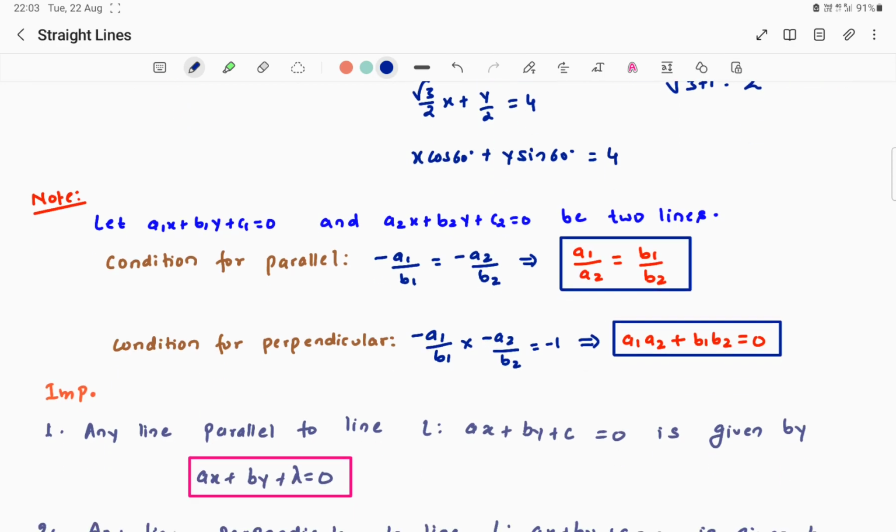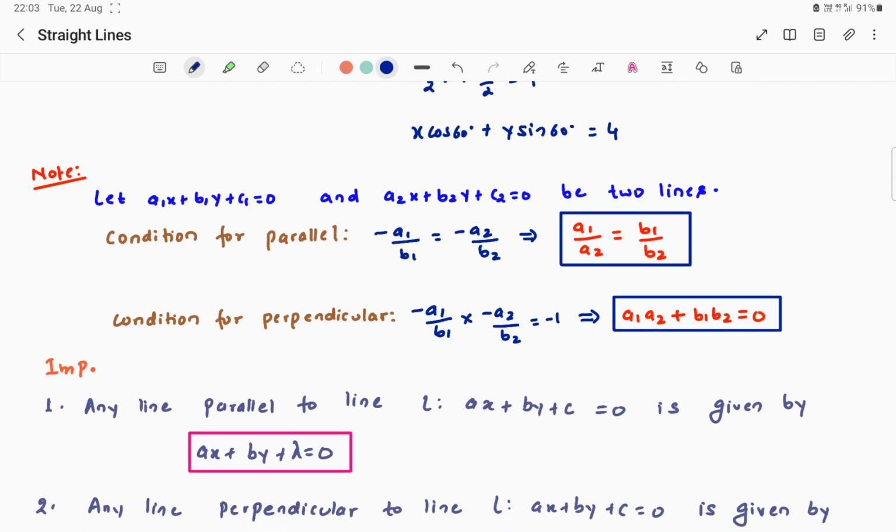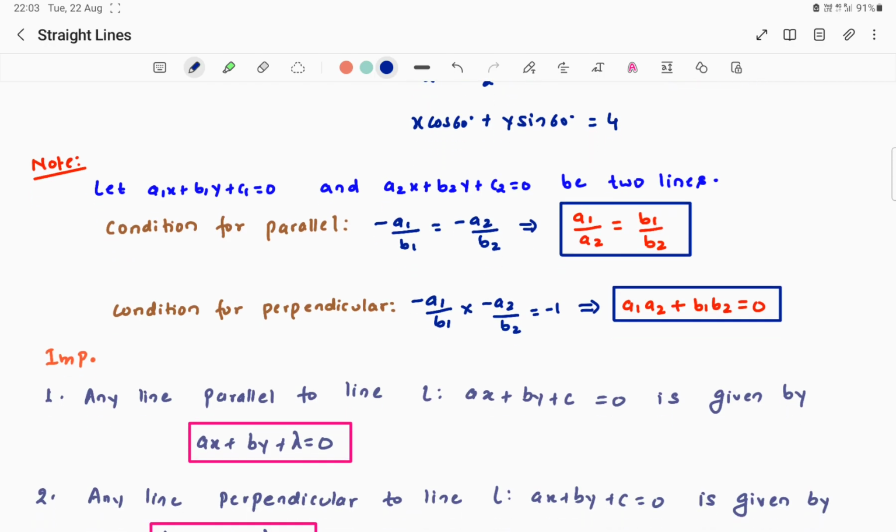The next we have are some note points. See, in 10th standard, you would have learned that when two lines are parallel, they taught a condition, I mean, you were taught a condition like a1 by a2 is equal to b1 by b2. But have you thought about where it came from? Okay. So now you can think about this.